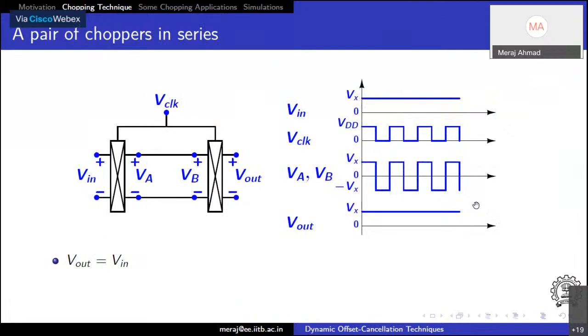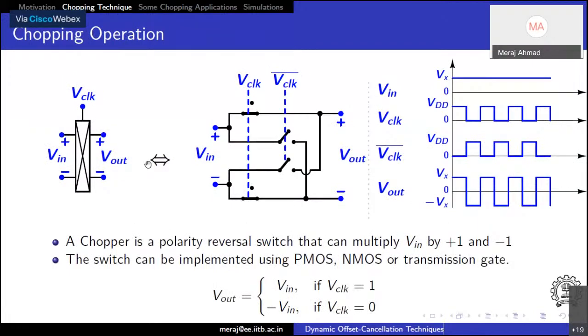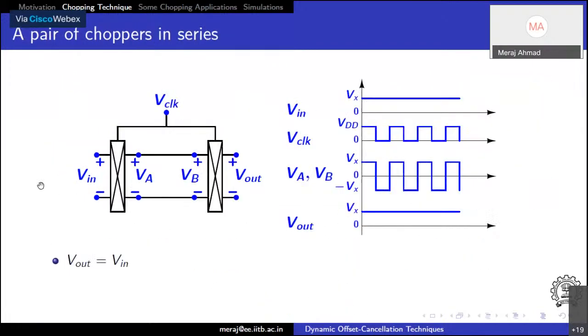But now what if we have two choppers in series? In this case, we have one Vin and one Vout. Now we are talking about Vin, one chopper followed by another chopper. So what will be the Vout? We can see that similarly, if we give Vin as Vx and we have a clock, the potentials Va and Vb are exactly a square wave with amplitude Vx.